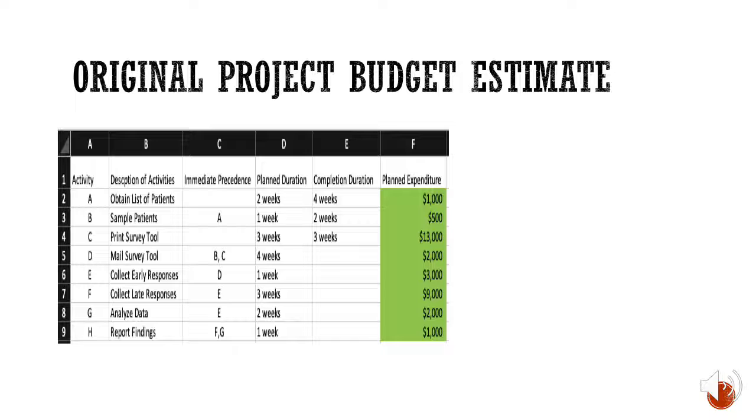The original project budget is a sum of the costs listed in the final column of the table, which is highlighted in green. This sums up to $31,500 for the original estimated project budget. That being said, the current budget estimate cannot be determined with the information provided in the column. To calculate it, we would need information on how much money has been spent thus far on the project.